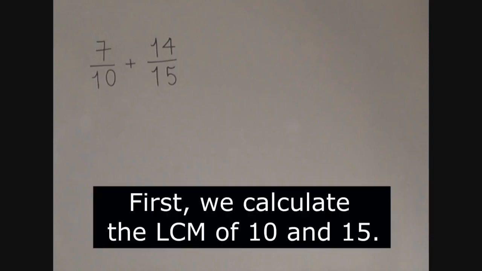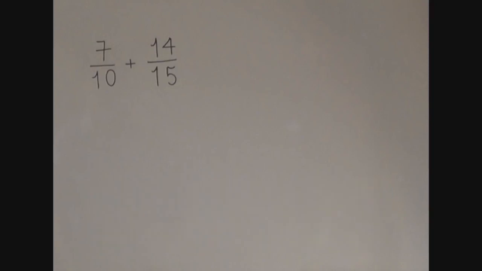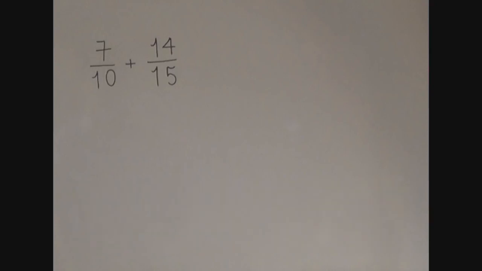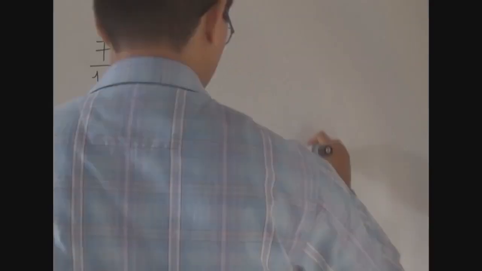The first step is to calculate the LCM, least common multiple, of 10 and 15. The LCM will be the common denominator of two new fractions that will be equivalent to these two fractions that we have here. So let's get started by calculating the LCM of 10 and 15.